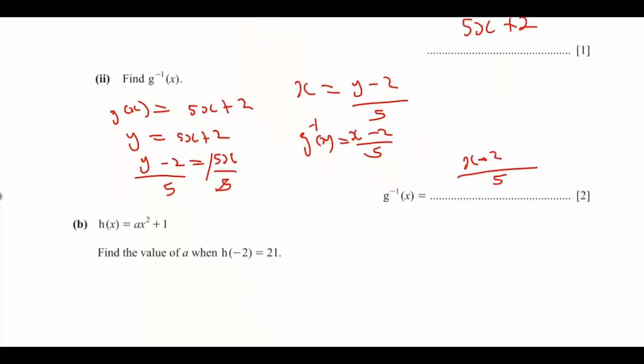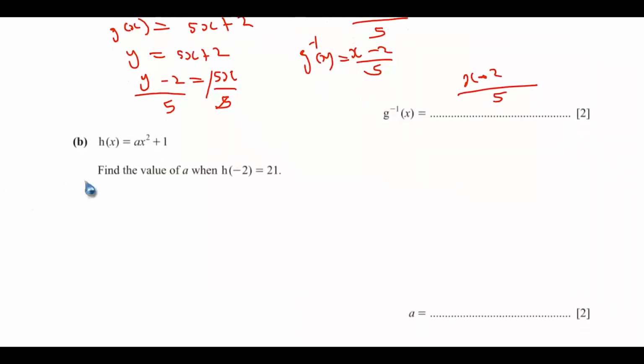Let's go to part B. h of x equals a x squared plus 1. Find the value of a when h of negative 2 equals 21. So the first thing we need to do is to compute h of negative 2. Then we set the result to 21, and we can easily find the value of a there.